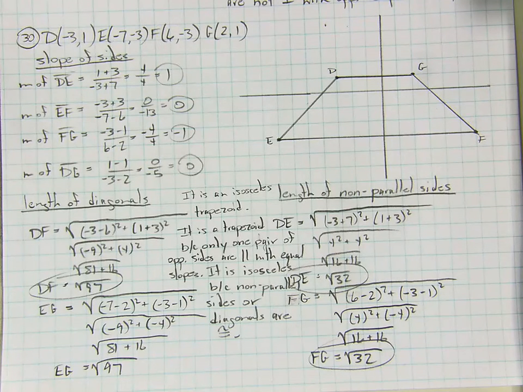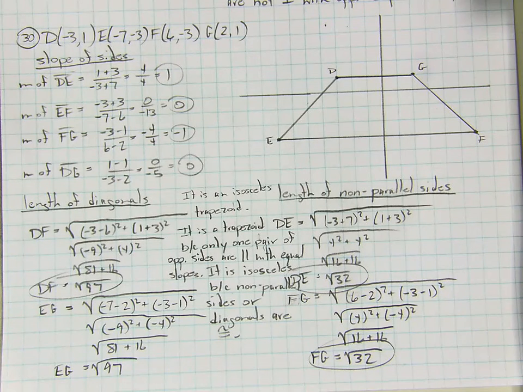So I said it's an isosceles trapezoid. It is a trapezoid because only 1 pair of opposite sides are parallel with equal slopes. And it is isosceles because non-parallel sides or diagonals are congruent. You could just say non-parallel sides are congruent. You wouldn't have to say diagonals also. I just did both to show you either one would work. Okay, you could just do one or the other. So here you would have had to use the distance formula. Once you figure out something's isosceles, you will have to use the distance formula.